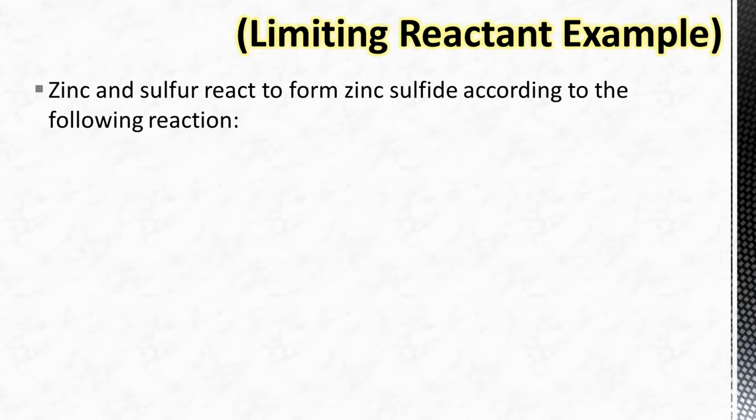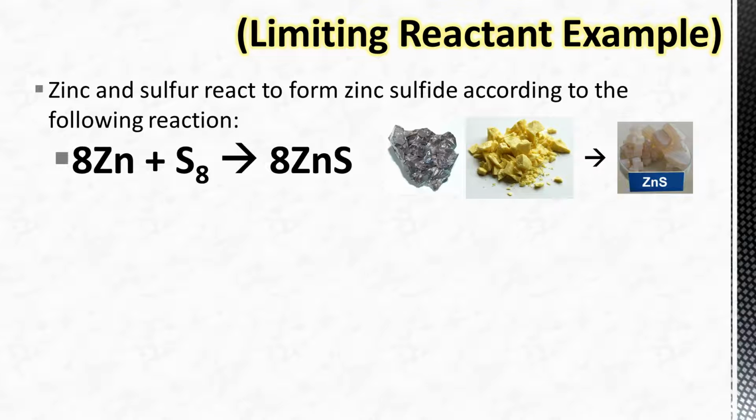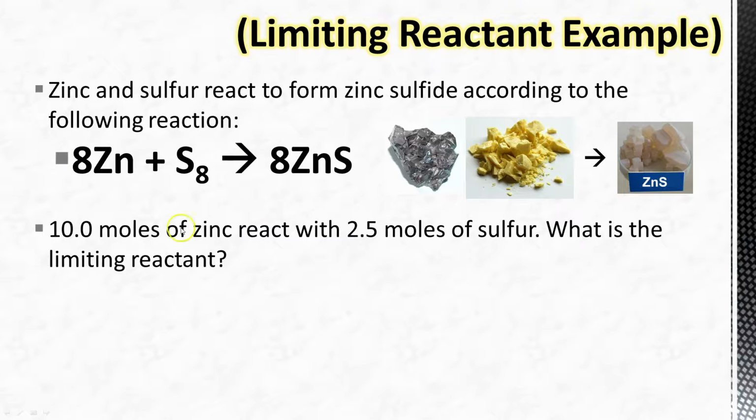Let's look at a natural example. Zinc and sulfur react to form zinc sulfide according to this equation. 8 zinc plus S8, in this case there's 8 sulfur in one of these molecules, is going to react to form zinc sulfide, but here I have it balanced out with coefficients of 8, 1, and 8. Now the question is, 10 moles of zinc is going to react with 2.5 moles of sulfur. What's the limiting reactant? You can't just go by, oh, I got 10 moles of zinc and 2.5 moles of sulfur, therefore sulfur is limiting. I can't go by that.